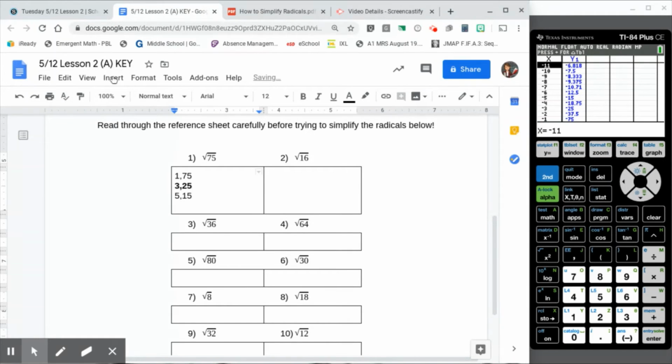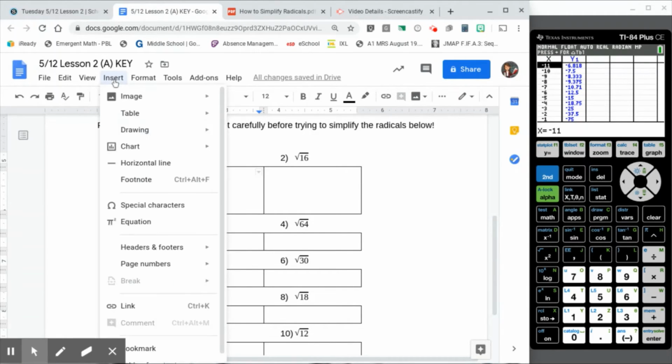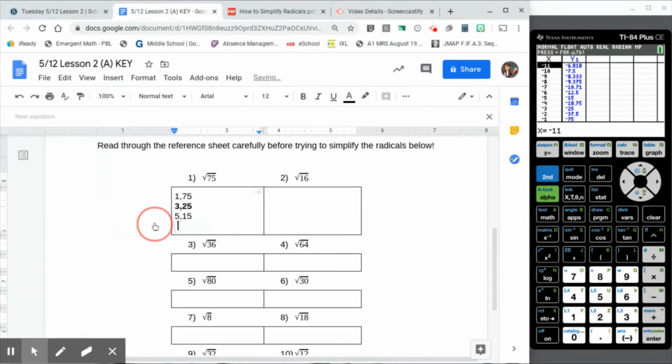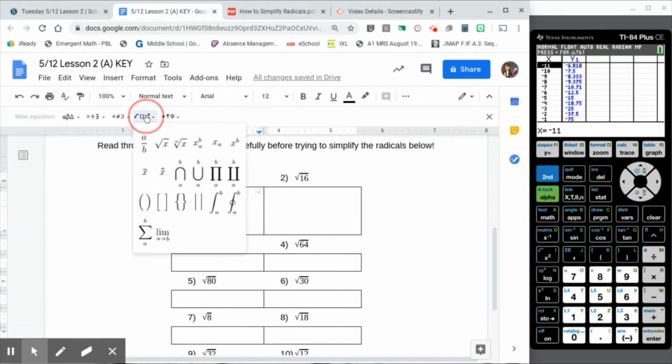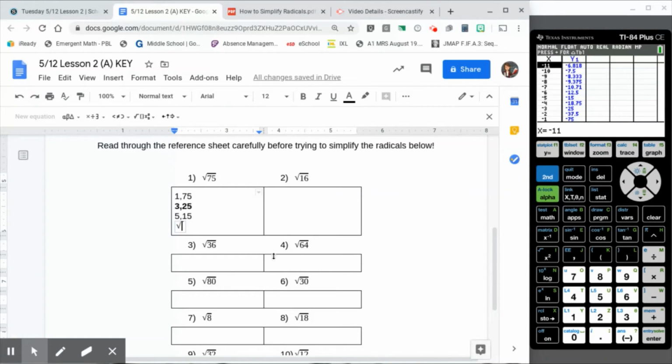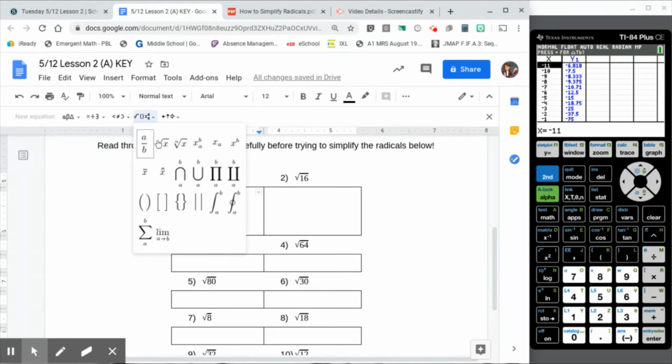So we're going to have to insert equation. The radical or square root symbol is right here. So we've got 3 and 25. So we have to write our perfect square first. And I could write multiplication in between. I'm not going to. So radical 25 times radical 3.